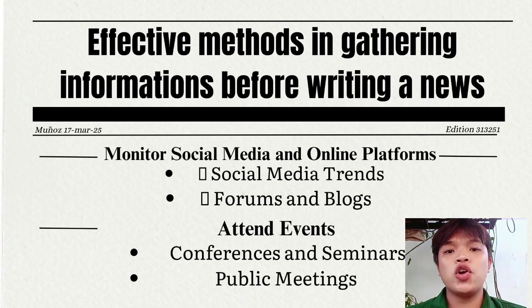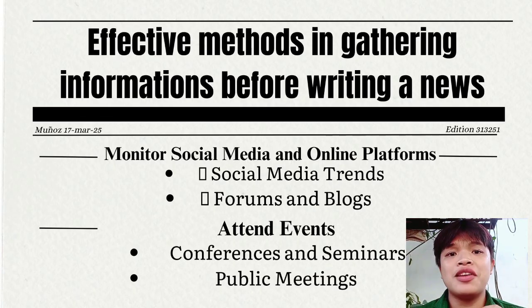Social media allows journalists and news outlets to engage with their audience directly, fostering a two-way communication flow. Reporters can answer questions, clarify details, and provide context in real time. Social media trends. Check platforms like Twitter, Facebook, and Instagram for trending topics and public sentiment. Forums and blogs. Explore discussions on platforms like Reddit or specialized blogs for grassroots perspective and opinion.